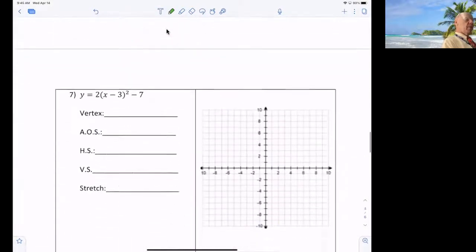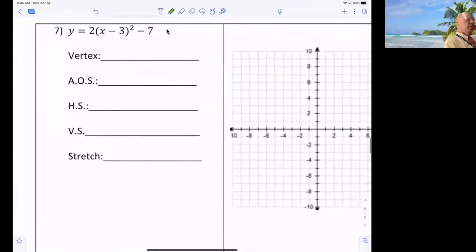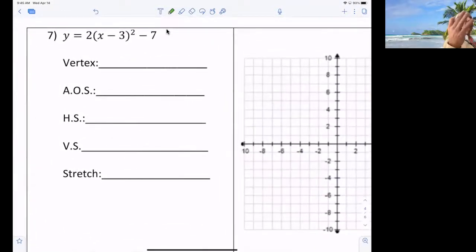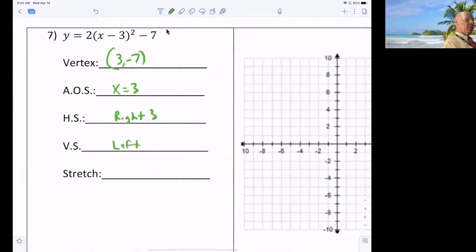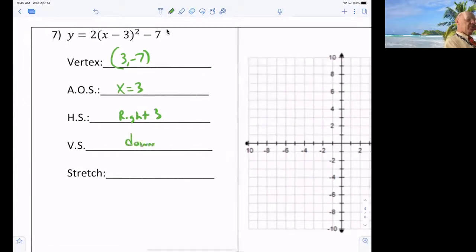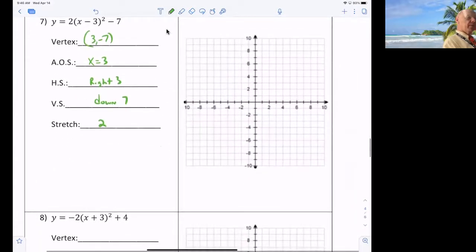Good job. All right, number 7. Come on, people. It should be like a 10-second problem now. All right. Vertex. Axis of symmetry: x equals 3. Horizontal shift: right 3. Vertical shift: down 7. And then my stretch: 2. All right, so here we go. Plot 3, -7.